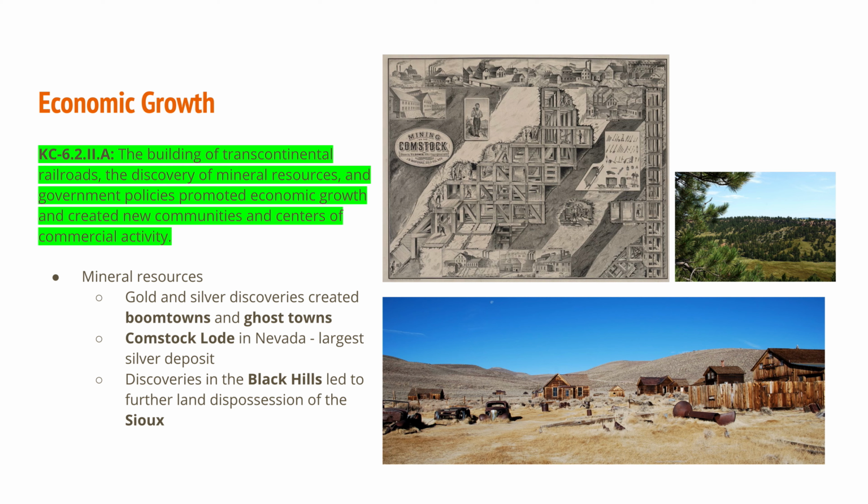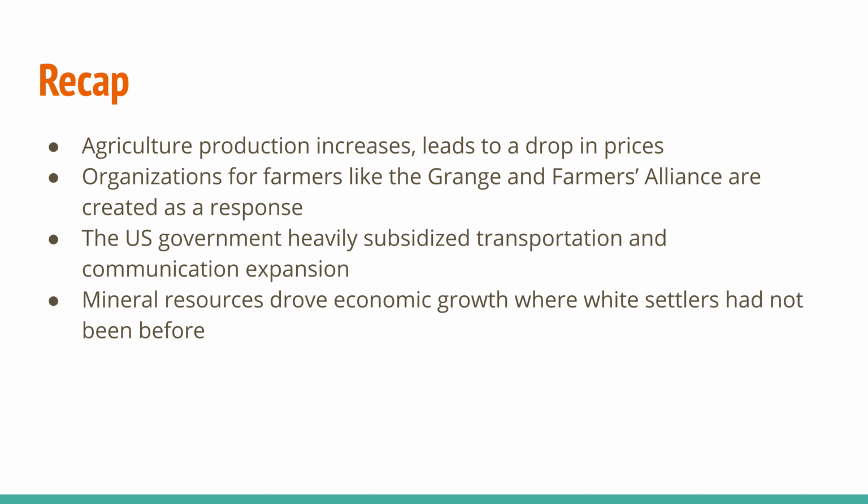All right. So that was it. Here's our recap. Agricultural production increases and it leads to a drop in prices, really negatively affecting the farmers that are moving out west. Organizations for farmers, like the Grange and Farmers Alliance, are created as a response to these negative circumstances. The U.S. government heavily subsidized transportation and communication expansion. And finally, mineral resources drove economic growth where white settlers had not been before.